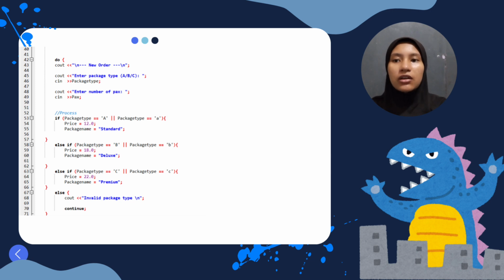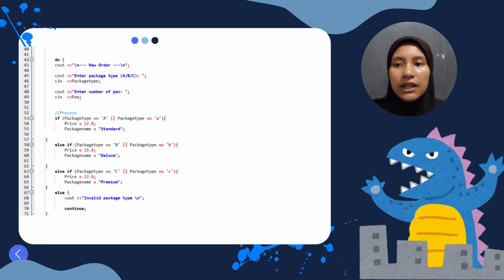This loop will continue to looping until it meets its condition. Inside the loop, we have out new order, out enter package type A or B or C, and it will be seen into the package type. Next, we have out enter number of packs, which will be seen into the packs.